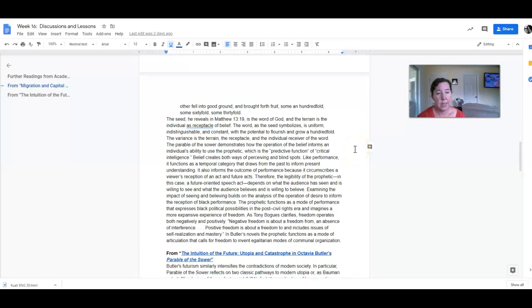The seed in Matthew 13:19 is the word of God, and the terrain is the individual as receptacle of belief. The word, as the seed symbolizes, is uniform, indistinguishable, and constant, with the potential to flourish and grow 100-fold. The variance is the terrain, the receptacle, and the individual receiver of the word. The parable of the sower demonstrates how the operation of belief informs an individual's ability to use the prophetic, which is the predictive function of critical intelligence. And so I found this really interesting, and it goes on in more detail, which you can read if you are so inclined.